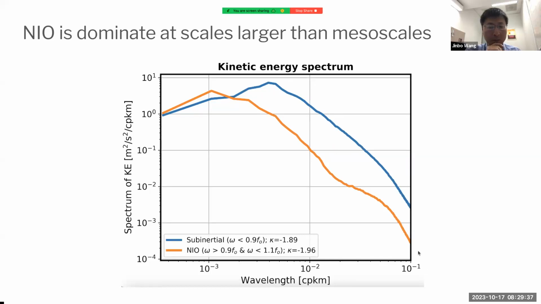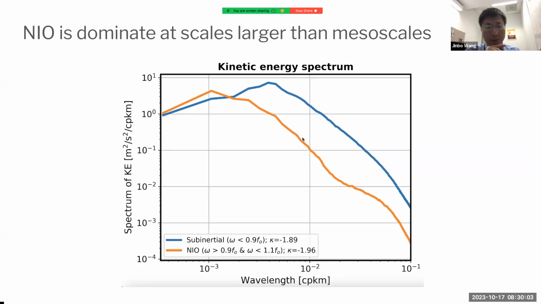This is simply based on the frequency analysis, and then we did a spatial wavenumber spectrum. So you can see that below 500 kilometers, basically the eddies dominate over NIO, almost an order of magnitude. So this is based on the Kuroshio Extension region.